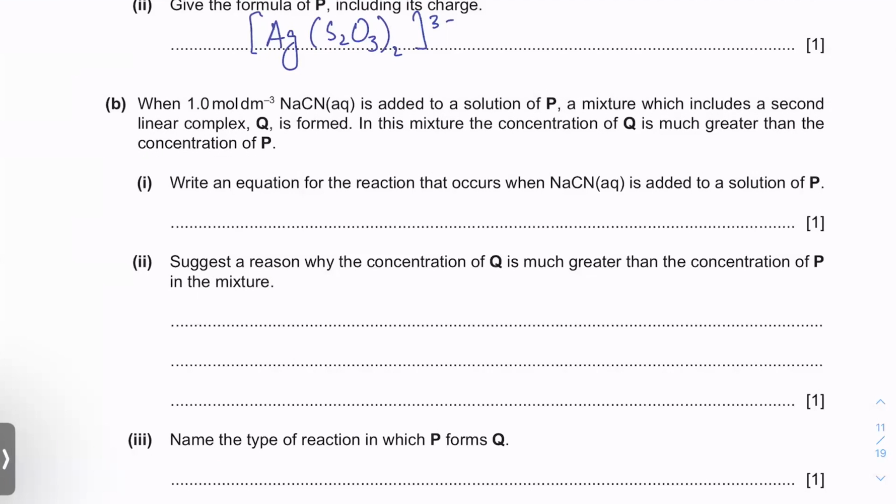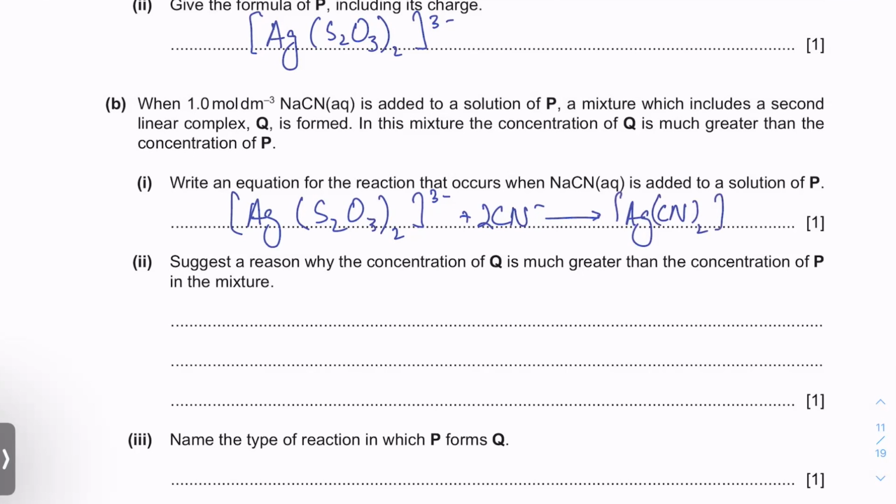Because the concentration is much greater, that shows the equilibrium is more towards the right. So CN minus is going to displace it. So we're going to get this, and this is going to be displaced by CN minus, 2 of them. Why 2? Because it's a linear complex. Okay. So we'll get Ag(CN)2, and that's going to be just -1. Plus both of them pushed out. So that's the reason why concentration is much greater than the concentration of P.